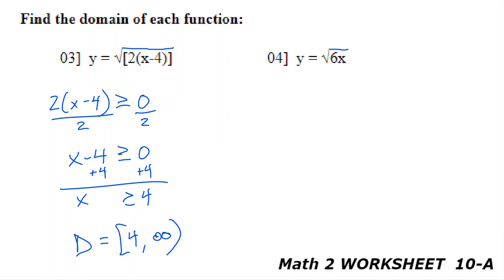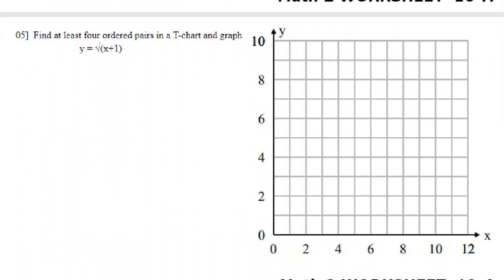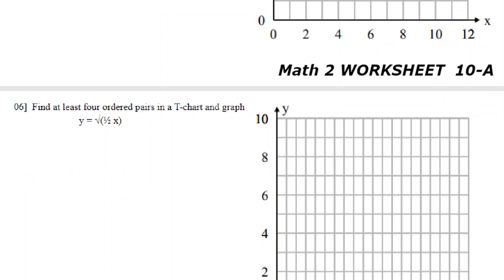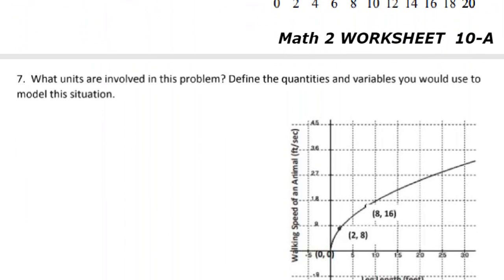Now, the guy over here, we're going to say 6x greater than or equal to 0, which we kind of ran into this situation earlier. We wind up with 0 being the starting place, and then goes on to infinity. Now, I had said during class and during the video that you can skip these 2. I'm not asking you to do any t-charts.